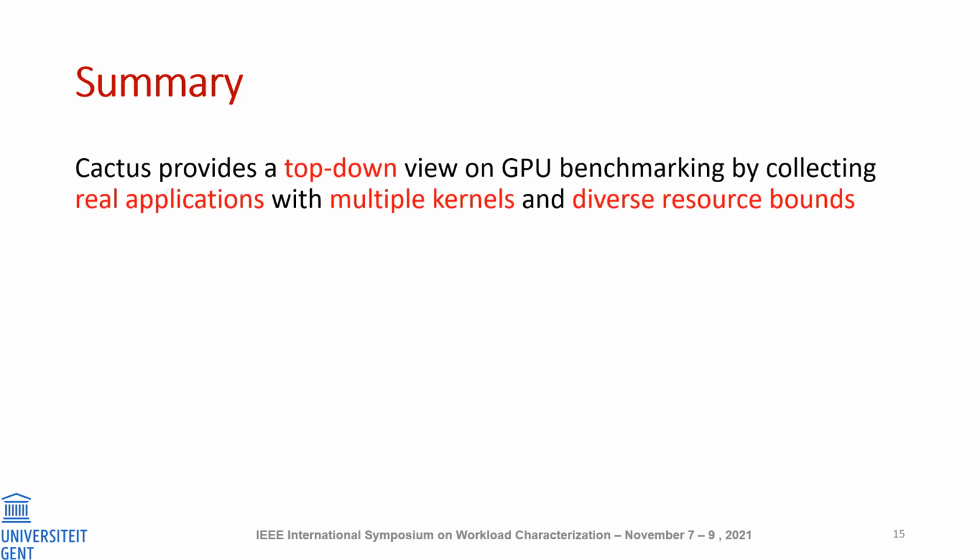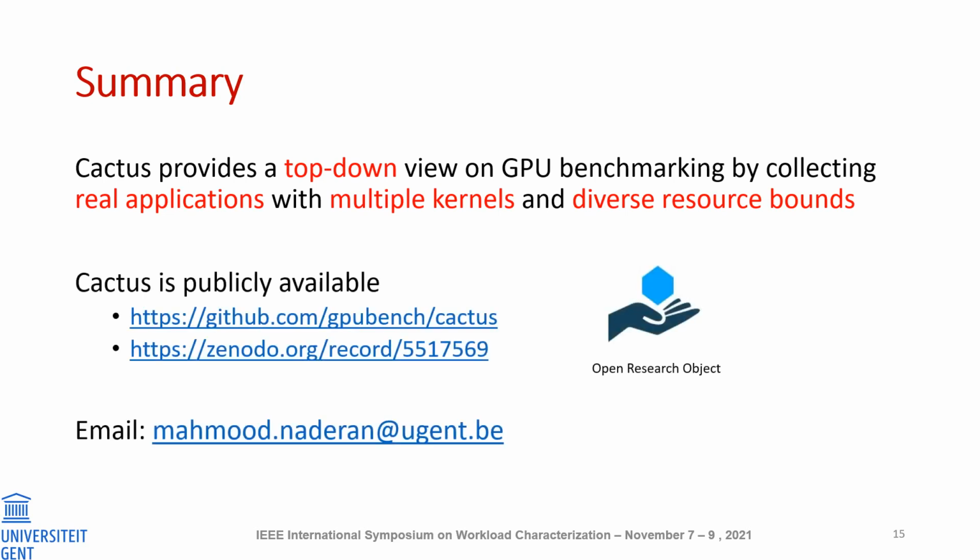As a summary, Cactus provides a top-down view on GPU benchmarking by collecting real applications that have multiple kernels and diverse resource bounds. Workloads with codes and scripts are publicly available on GitHub and Zenodo.